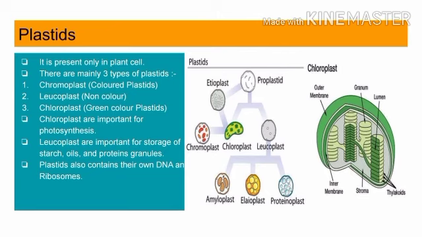Plastids also contain their own DNA and ribosomes. The following picture depicts the plastids. Here is the bigger picture depicting the chloroplast. Basically this diagram is asked in the examination with the help of explanation. So prepare it as well and prepare all the other diagrams given in the previous slides. Basically all the slides are very important, so read them clearly, one by one.